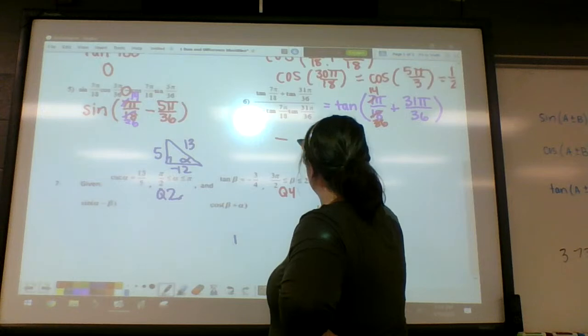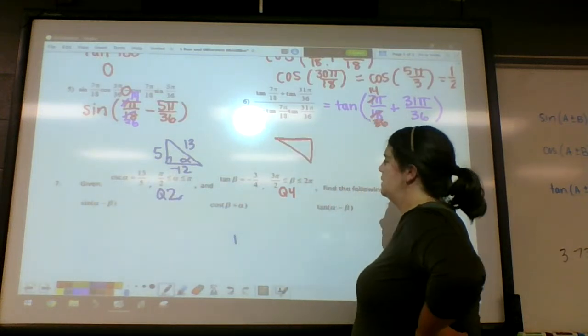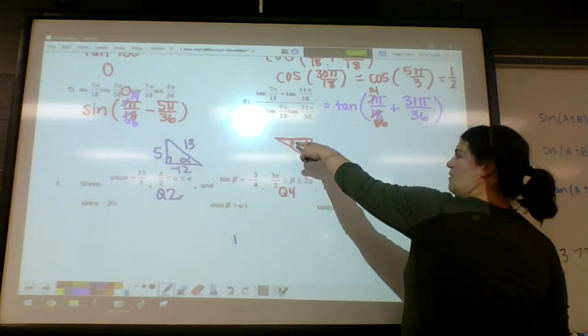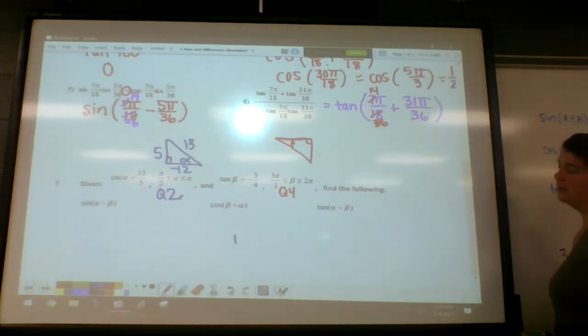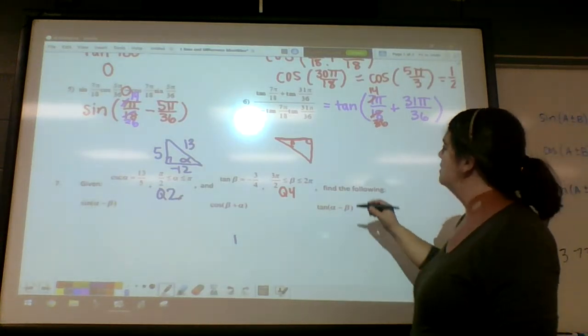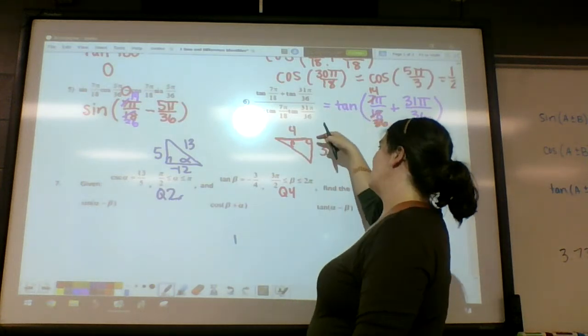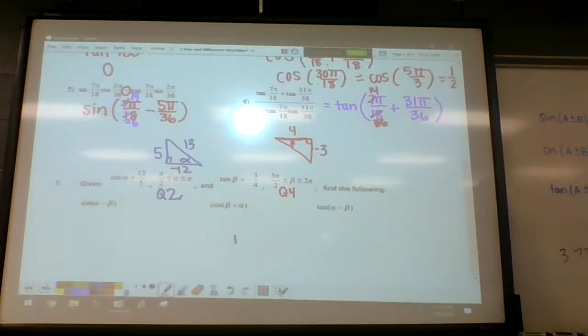Q4. So if you draw a triangle in Q4, it's going to look like that, isn't it? Here's your 90. So here's your beta angle right there. And tangent is what over what? Opposite over adjacent, and it is a negative 3 over 4, and that's because the opposite is a y value that goes down, so it's a negative 3.